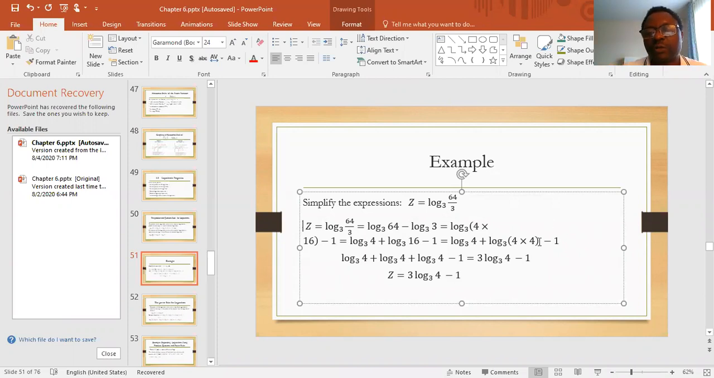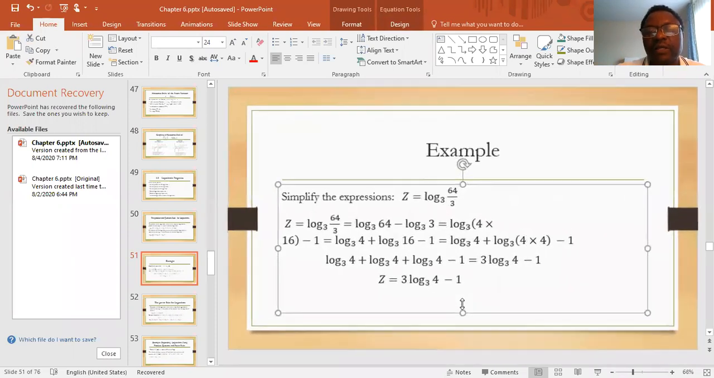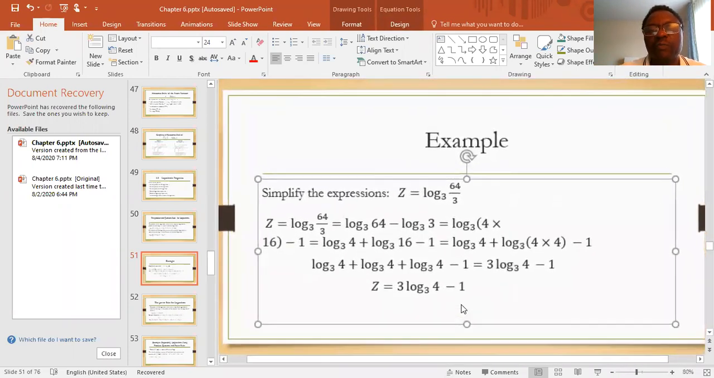We have applied here both the product and quotient rules.